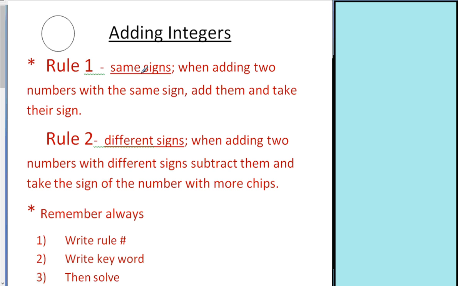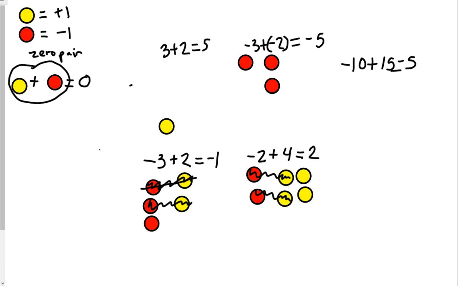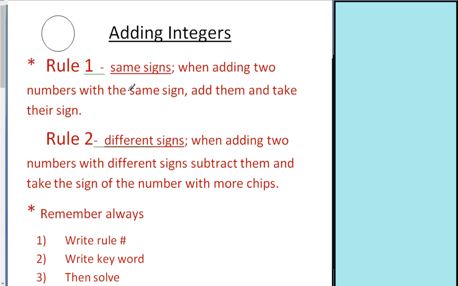Rule number 1. When adding, this is for same sign numbers. When adding two numbers with the same sign, add them and take their sign. What does that mean? Well, when I had yellow chips plus yellow chips, I made more yellow chips. When I had red chips plus red chips, I made more red chips. That's all that's saying there. That's common sense. So if they're the same sign, if I'm adding two positives or two negatives, you add them together and you take their sign. Yellow chips plus yellow chips make more yellow chips. Red chips plus red chips make more red chips.